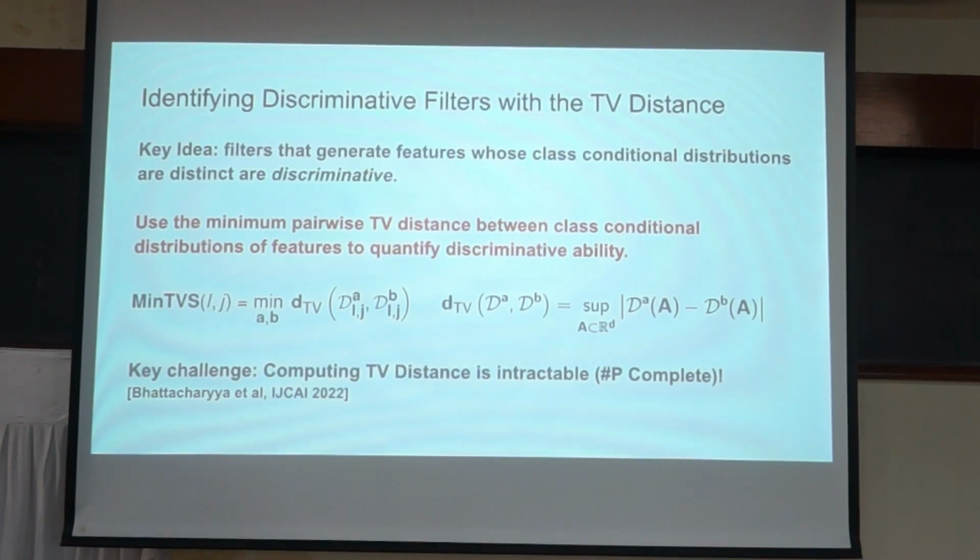Now for each pair of classes I compute DTV through that formula, and then I compute the minimum value over all such numbers. So what do I get? I get C square numbers, so C classes has C square numbers. Take the minimum value. Now if that value is very high, that means this filter has a very high discriminative ability. If the value is very low, that means this filter is not that useful, a non-discriminative filter, right? That's where we go about these things.